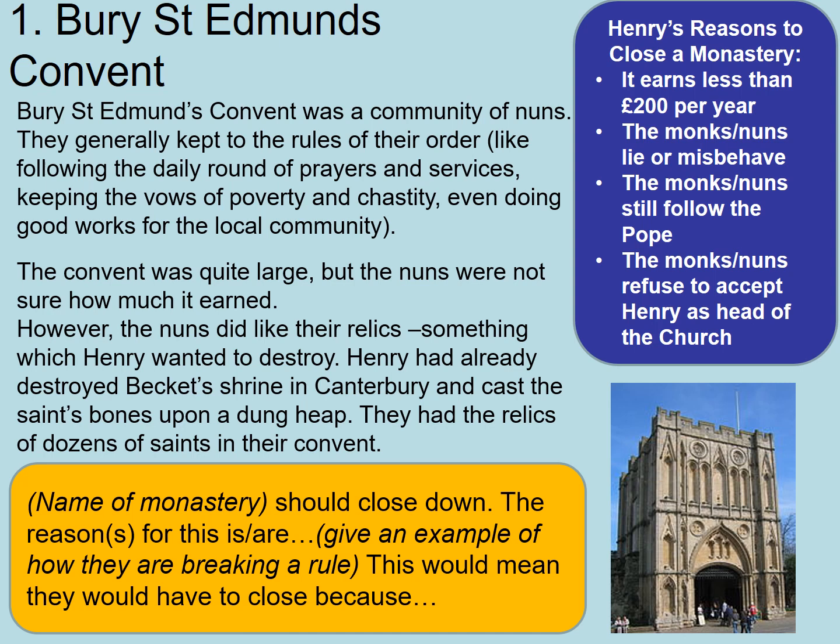Well, there are various reasons you could have gone for here. It couldn't prove that it earned more than £200 a year, and that would have been a problem. But probably the biggest one is their obsession with all these relics. That went against Henry's new teachings and followed the old Catholic ways, and that probably would be enough reason for Henry to close it.